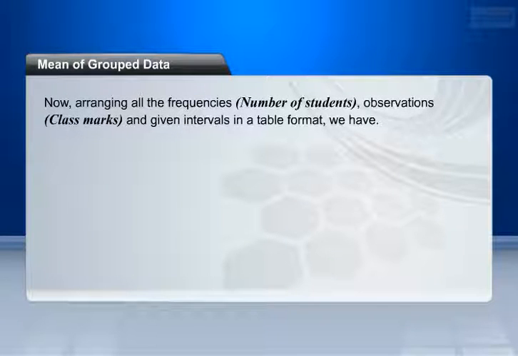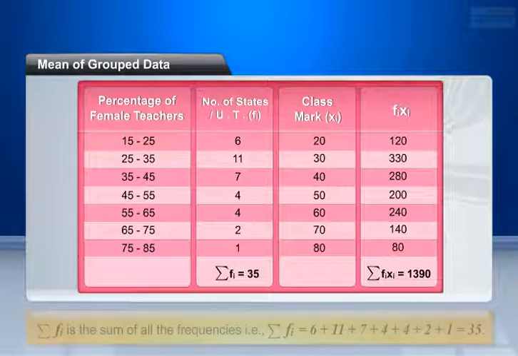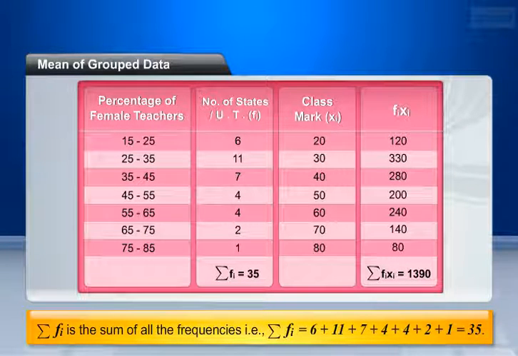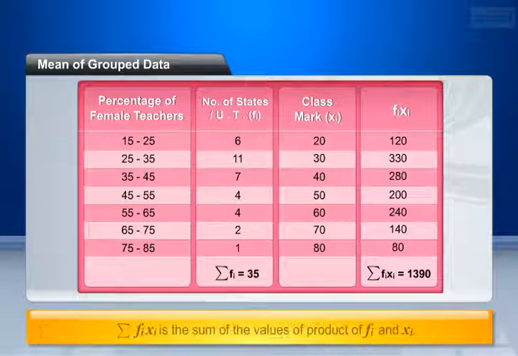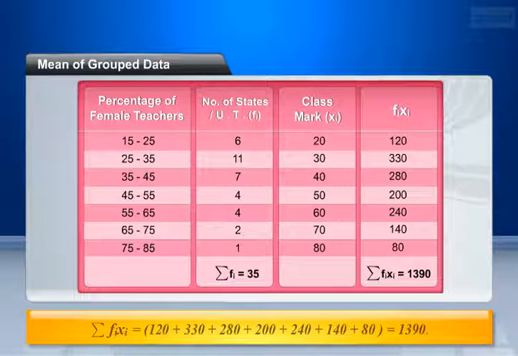Now, on arranging all the frequencies, that is number of states, observations, that is class marks, and given intervals in a table format, we can find sigma fi and sigma fi xi. Sigma fi is the sum of all the frequencies, that is, sigma fi equals 6 plus 11 plus 7 plus 4 plus 4 plus 2 plus 1 equals 35. And sigma fi xi is the sum of the values of product of fi and xi, that is, sigma fi xi equals 120 plus 330 plus 280 plus 200 plus 240 plus 140 plus 80 equals 1390.